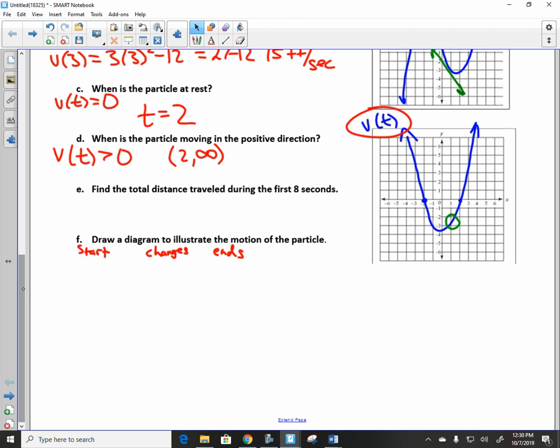So I'm going to put some time values in place. We're starting at time what? 0. When does it change direction? At what time does it change direction? Meaning it either goes from right to left or left to right. At 2.